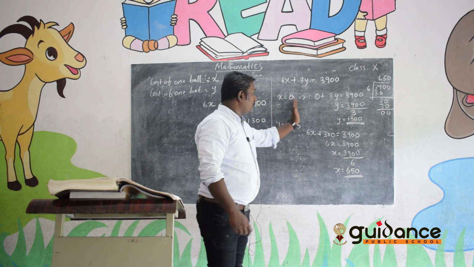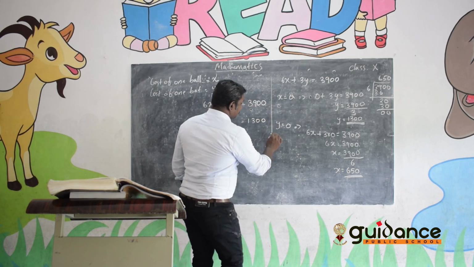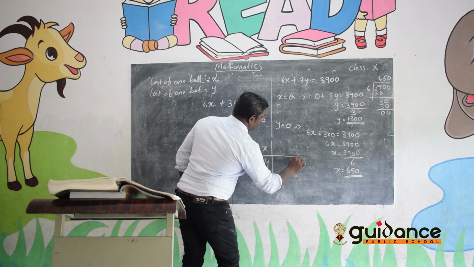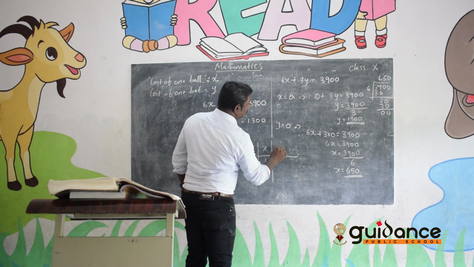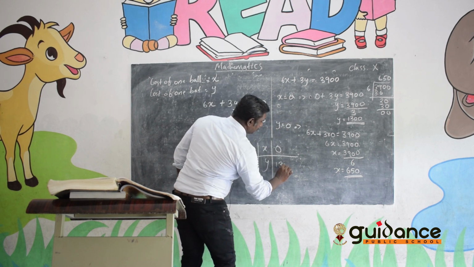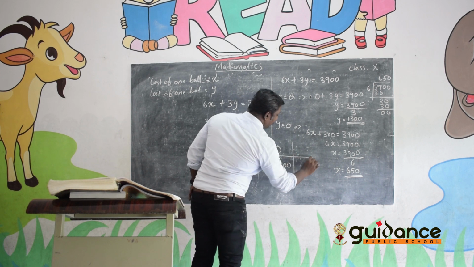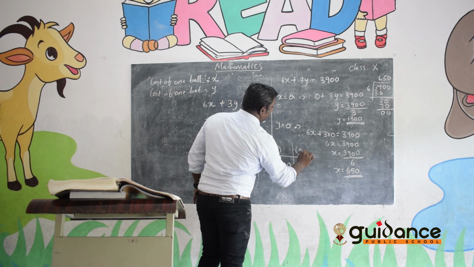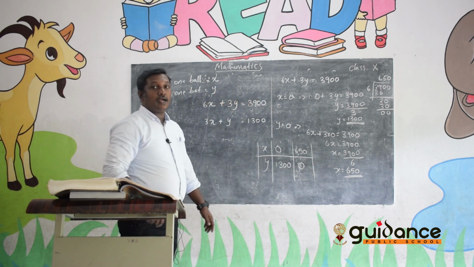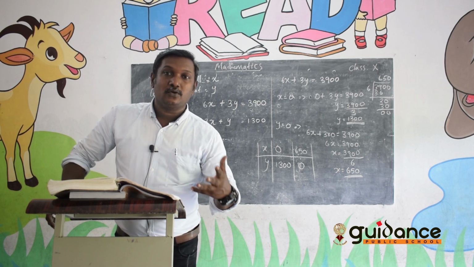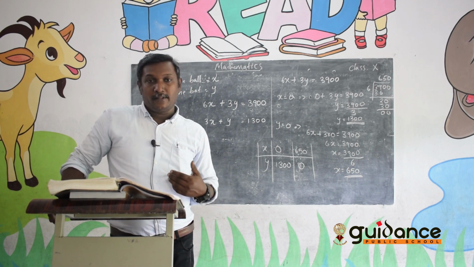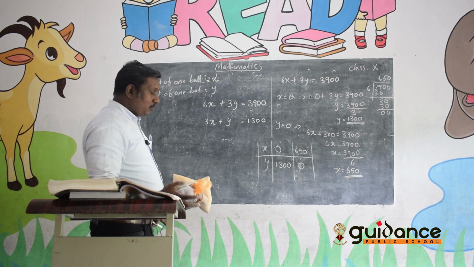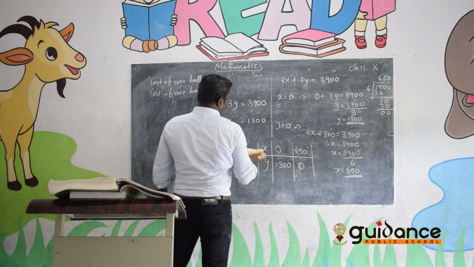So in the first case we got two values. What are they? x equal to 0, y equal to 1,300. Then y equal to 0, x equal to 650. You have to find out at least two or three values. If we find only one, you can give 100 also. Next, one more equation is there, 3x plus y equal to 1300. That also we have to solve.